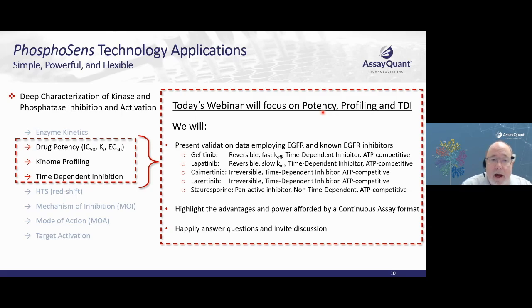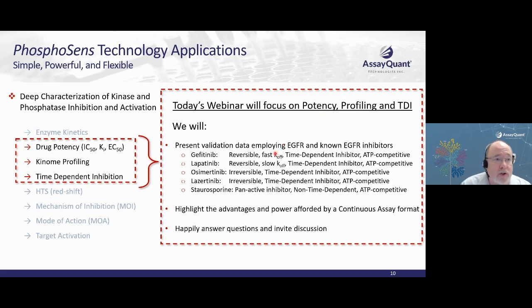Osimertinib comes out of AstraZeneca, and lazertinib comes out of a collaboration between Yuhan Pharmaceuticals and Janssen. They're both irreversible third generation inhibitors, so they represent the irreversibles. We'll get to that in a second. And staurosporine is just in there as a control. It's pretty much the poster child for promiscuous kinase inhibitors. Everybody uses it as a control, as do we.